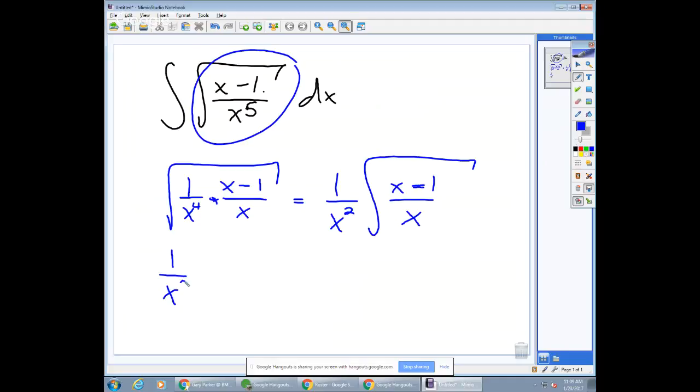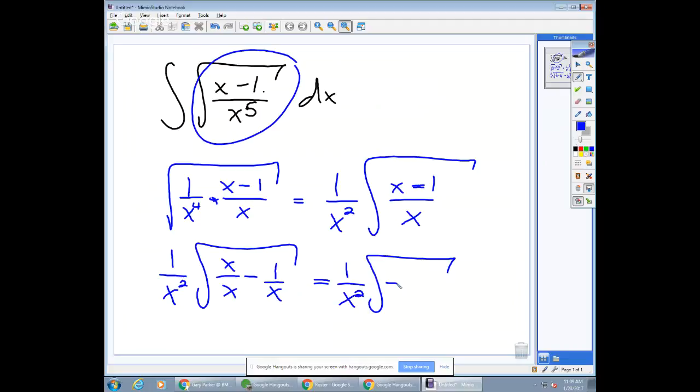So I still got the 1 over x squared hanging out. And inside, I can say, well, that's just x over x minus 1 over x. Now that I've separated the numerator, I can cancel something and get some enormous satisfaction, even if I'm not done yet. There's little things along the way. So now I have 1 over x squared times the square root of 1 minus 1 over x.